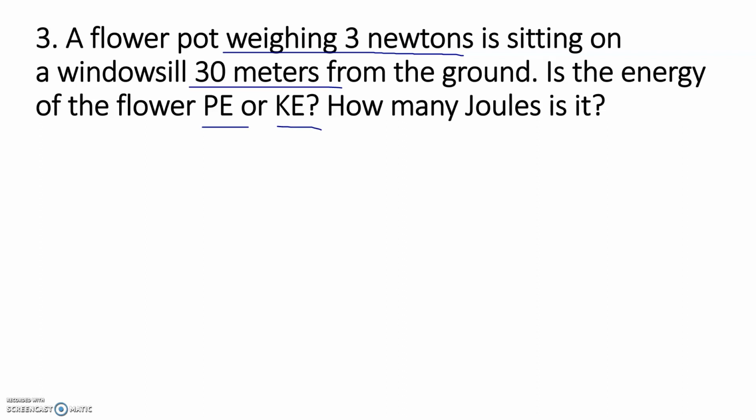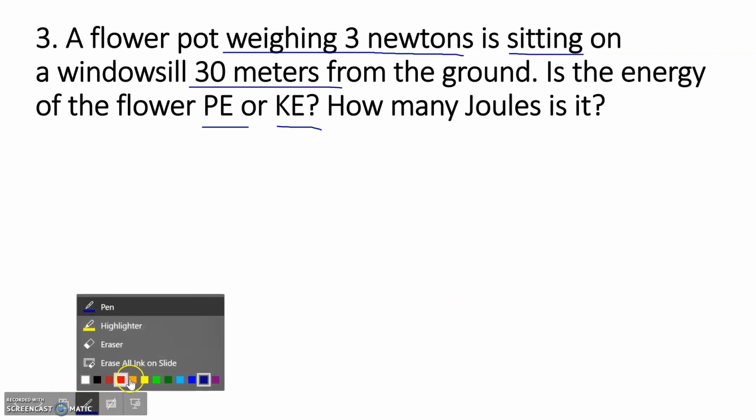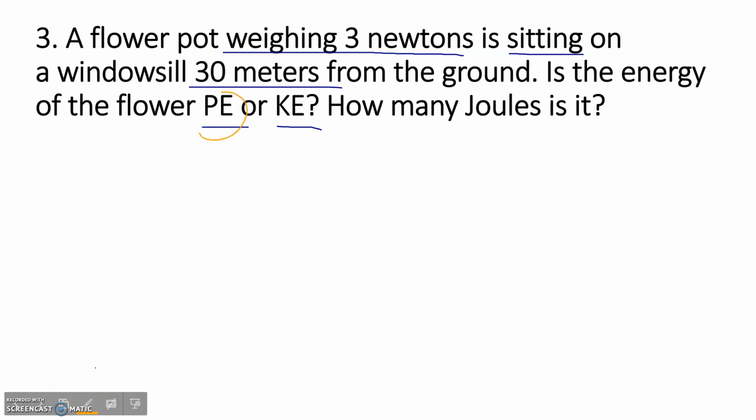All right, so the flower pot, it is sitting. It is not moving. So that means it's going to be a potential energy. All right, so we know it's a potential energy. We know our equation is mgh, mass times gravity times height.